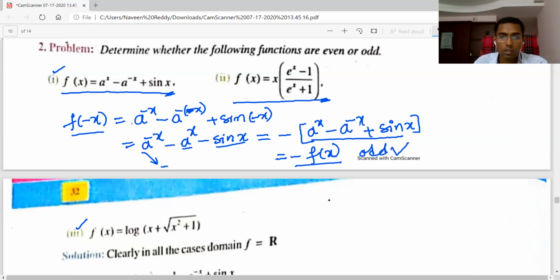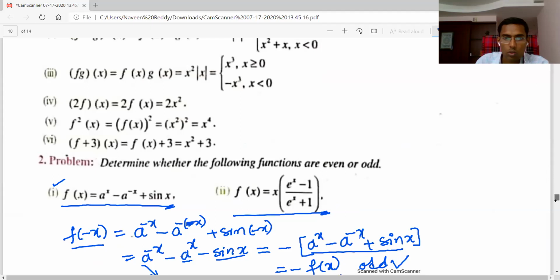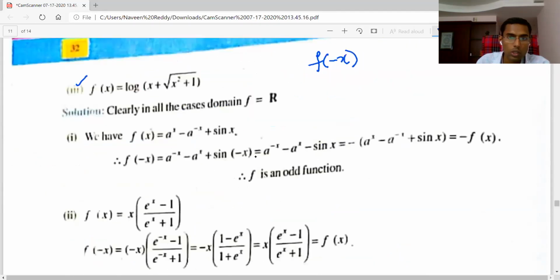So then we'll go to the next. The second question, f(-x). I think you can do the second question. You can do it. Okay, this also you have the solution. I think the second question you can do. Okay, this is the third question.